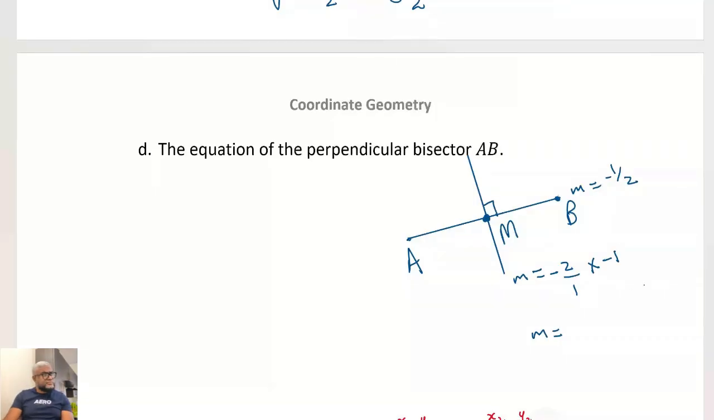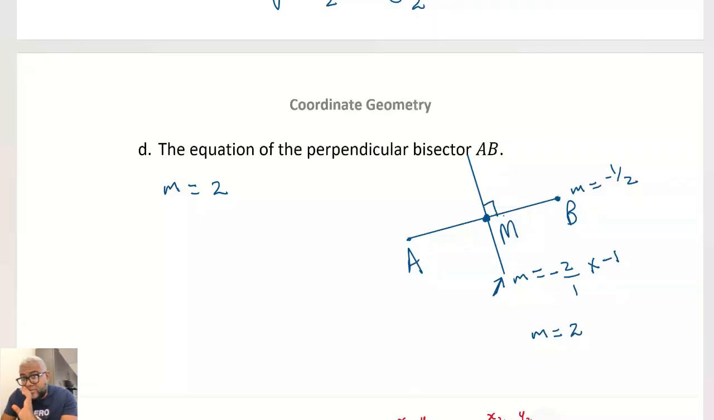No, negative 1 is just what you always multiply by. So we always multiply by negative 1 when we're trying to find the gradient of the perpendicular line. You always flip the original gradient and multiply by negative 1. So this becomes positive 2. So the gradient of your perpendicular bisector is positive 2. I need the coordinates of a point on this line here.